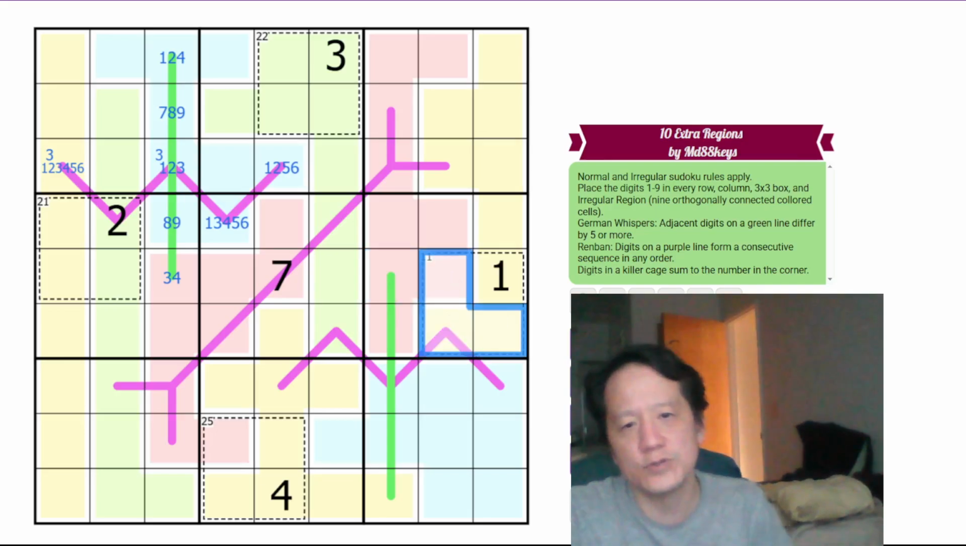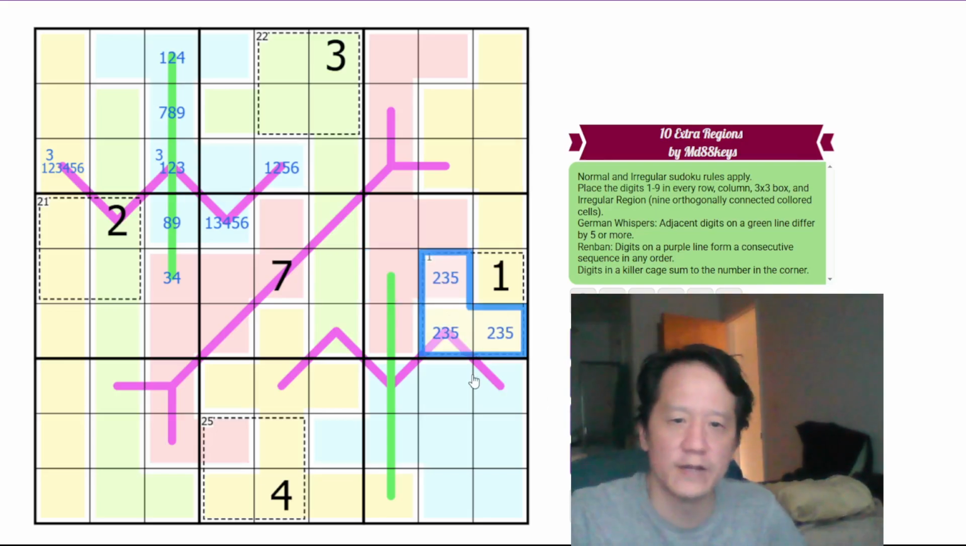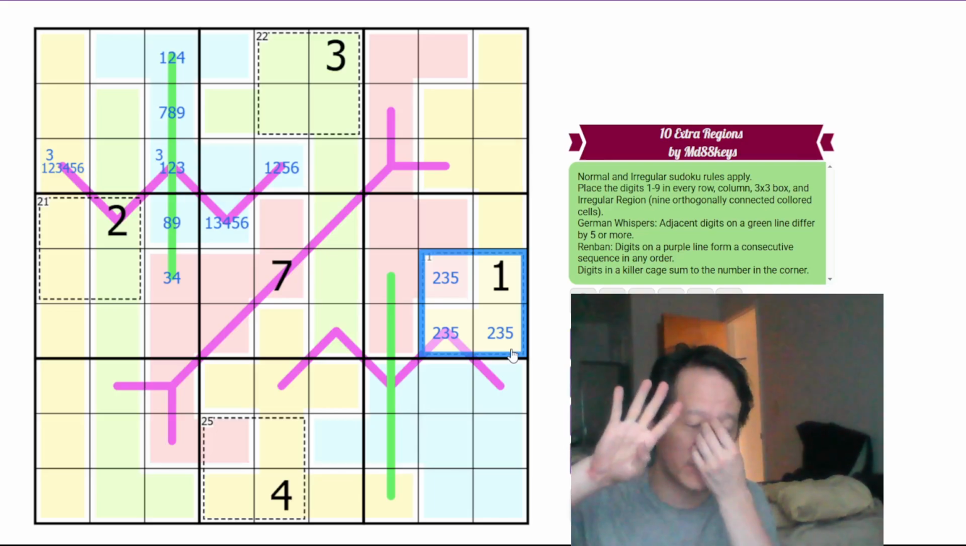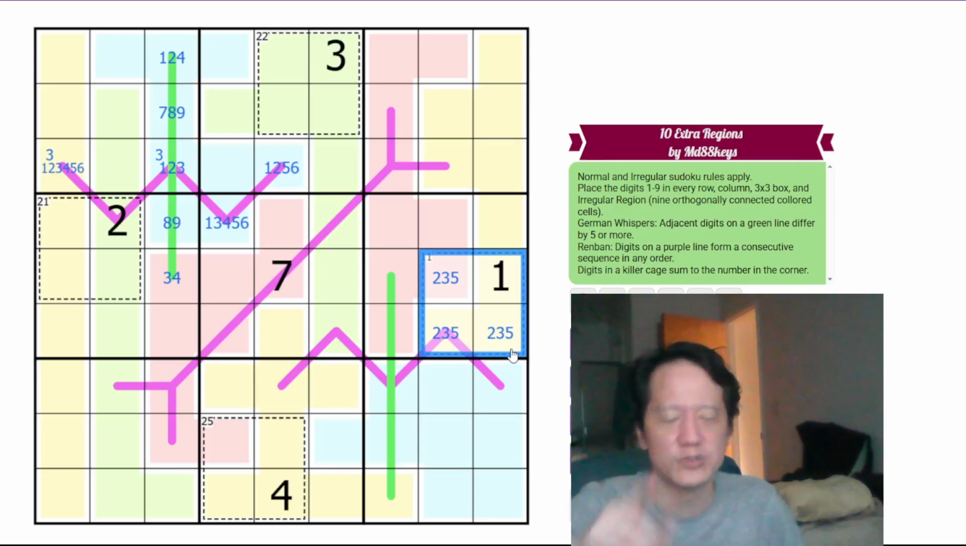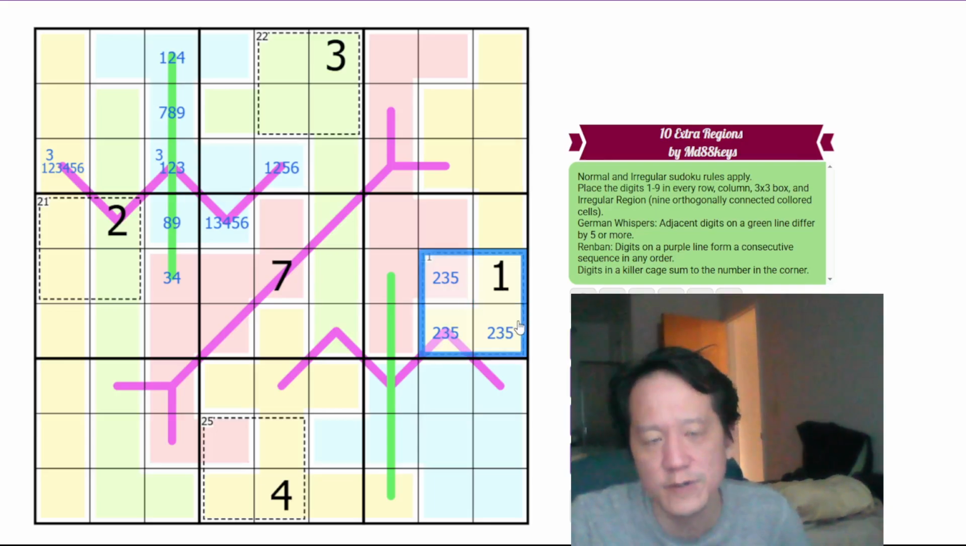This has to be 2, 3, and 5 here. Okay, that makes things much easier. Because these 4 digits add up to 11. There's only one 4-digit sequence that can add up to 11. I should have probably started this here in the first place.